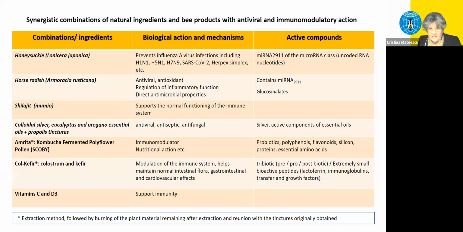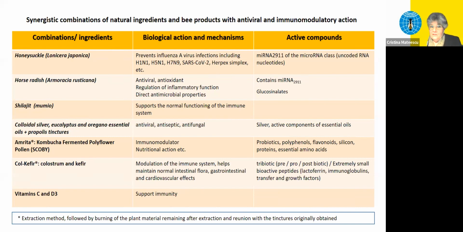The horseradish, Armoracia rusticana, which unfortunately in the EU Register of Health Claims has no such claim permitted. It has antiviral, antioxidant, regulation of the inflammatory function, and direct antimicrobial properties. The main compounds also are glucosinolates, but also the microRNA, the same, the code 2911. Shilajit, or mumio, is the so-called mountain resin in the Himalayas, which is very important because of its very rich compounds in minerals and not only resins, which supports the normal functioning of the immune system.